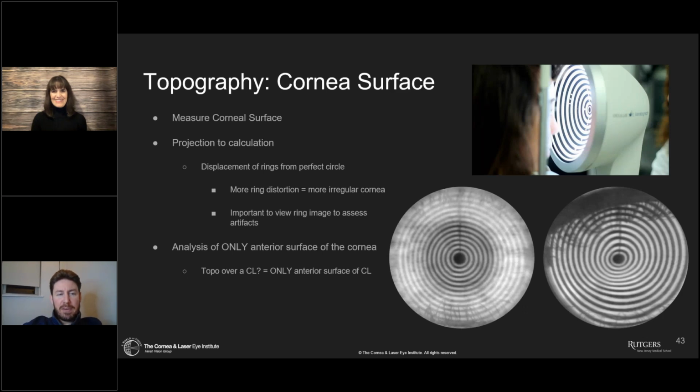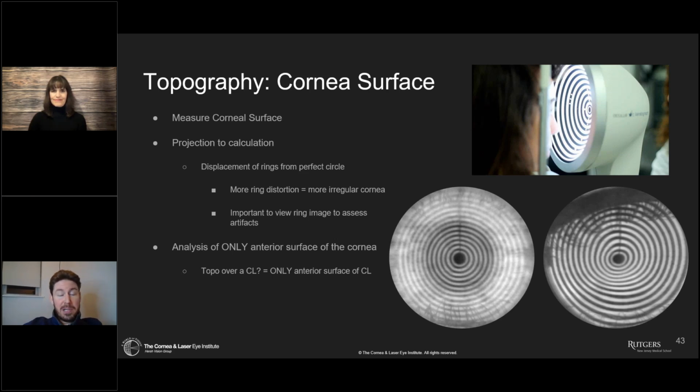So let's start on topography. So topography really is only evaluating the corneal surface. Basically what we're doing with this is we're projecting light rings onto the cornea, and we're looking at the displacement of those rings from a perfect circle. The more distortion, the more irregular that we're getting of the cornea. So you can see the mires on the left being the normal cornea, the mires on the right being the keratoconic cornea. You can see the difference there is that the mires are warped.